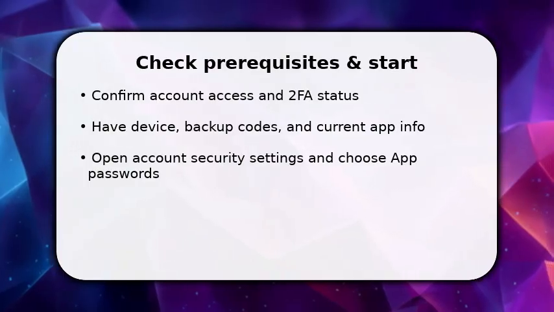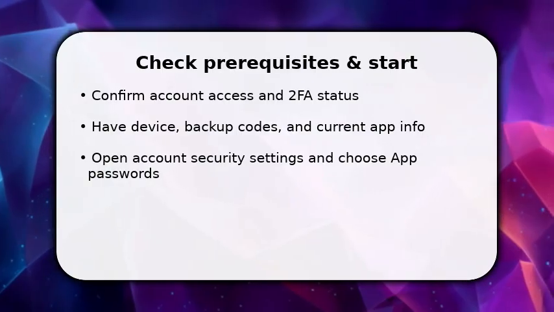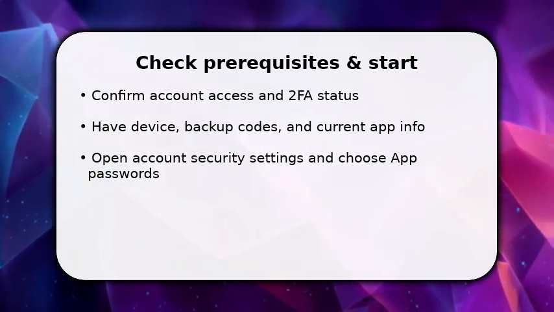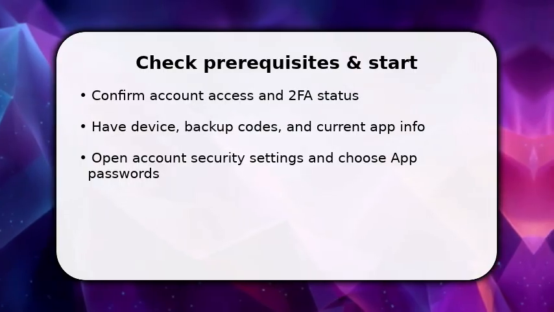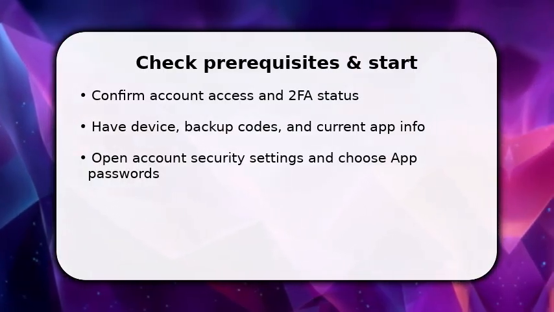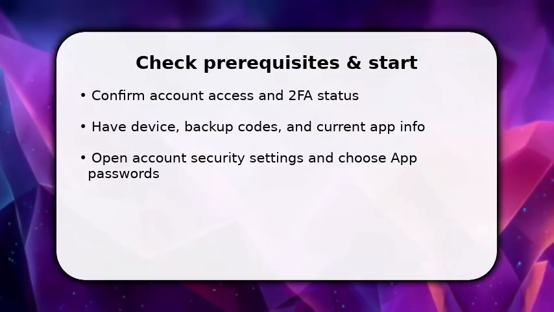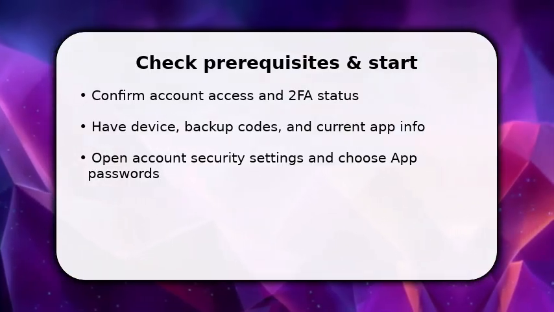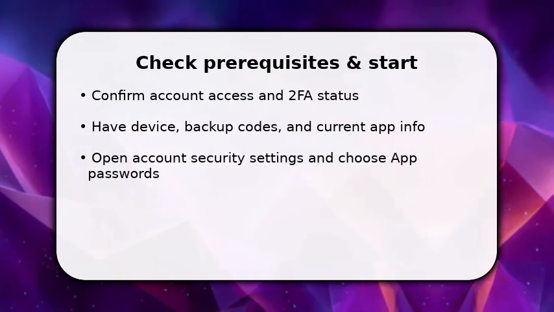You'll begin by confirming essentials so you don't get stuck mid-flow. Make sure you can sign into the account and that two-factor authentication is enabled. This is often required to create app passwords. Once confirmed, locate the account's security or sign-in settings and open the app passwords section.